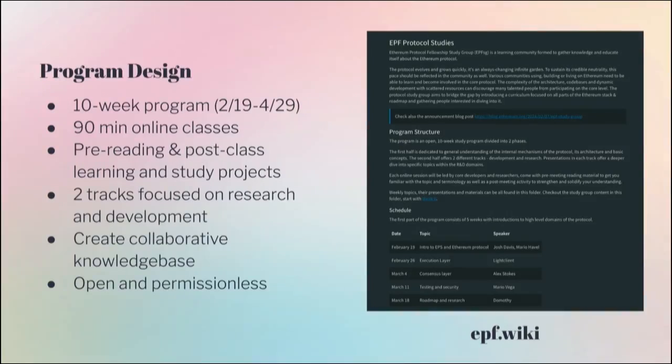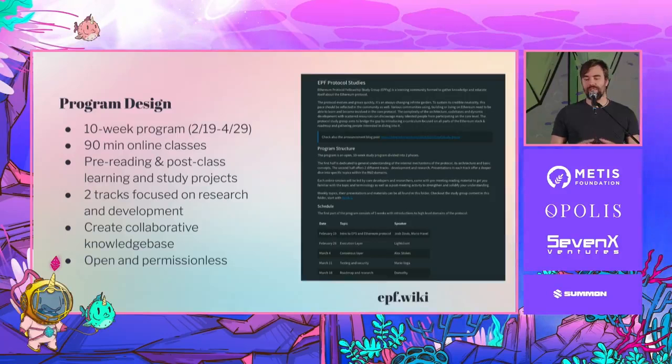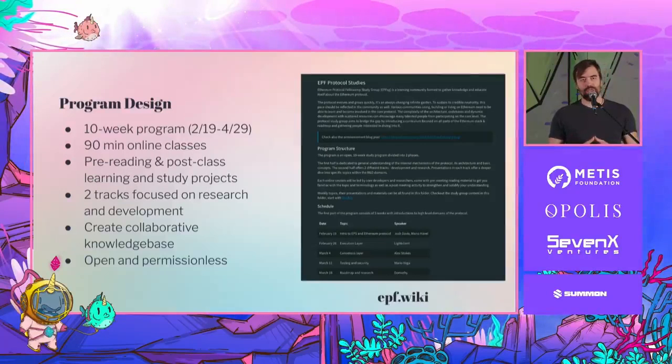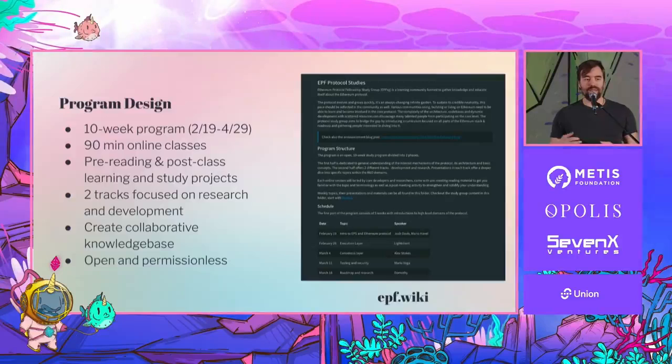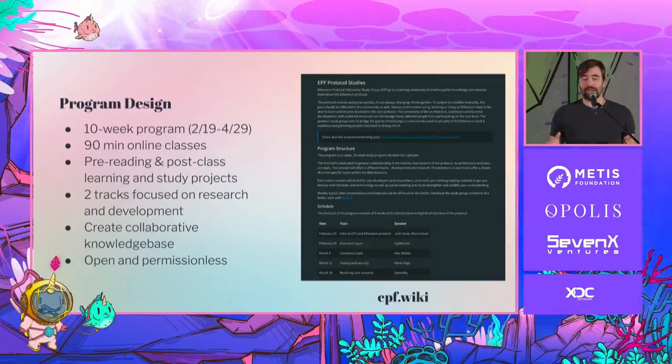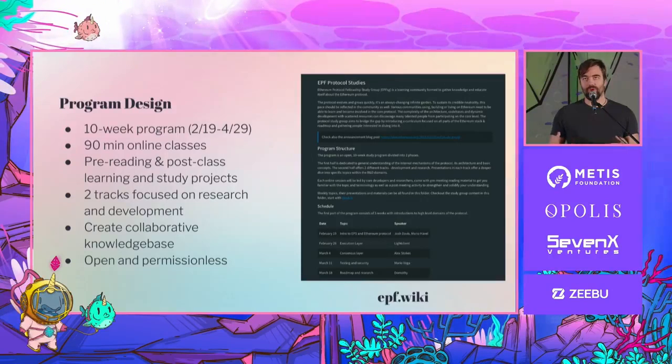And then finally, one of the goals of the program is to create a collaborative knowledge base. So we have created a wiki based around core protocol development. You can find it at epf.wiki. And this is a collaborative knowledge base that is constantly growing. Right now it is actually very small and in its infantile stages. The goal is that through the program, we will together build up this knowledge base so that people who are interested in doing this work can have a resource to help answer their questions.